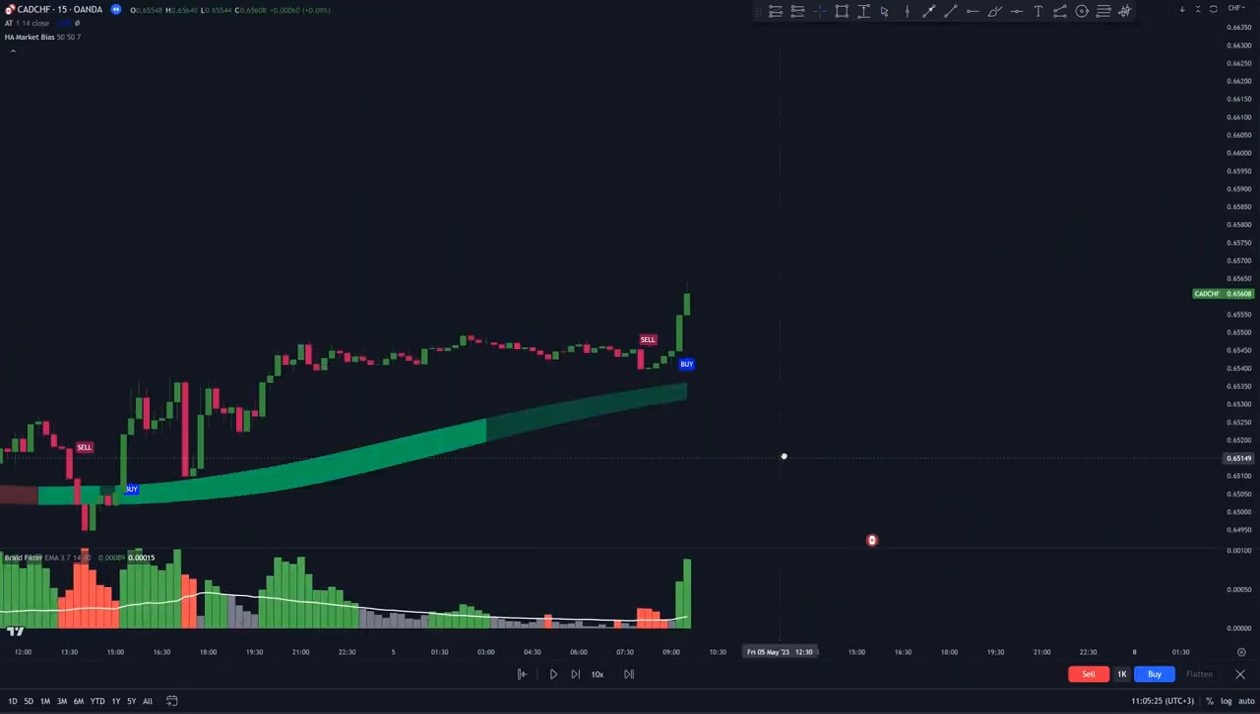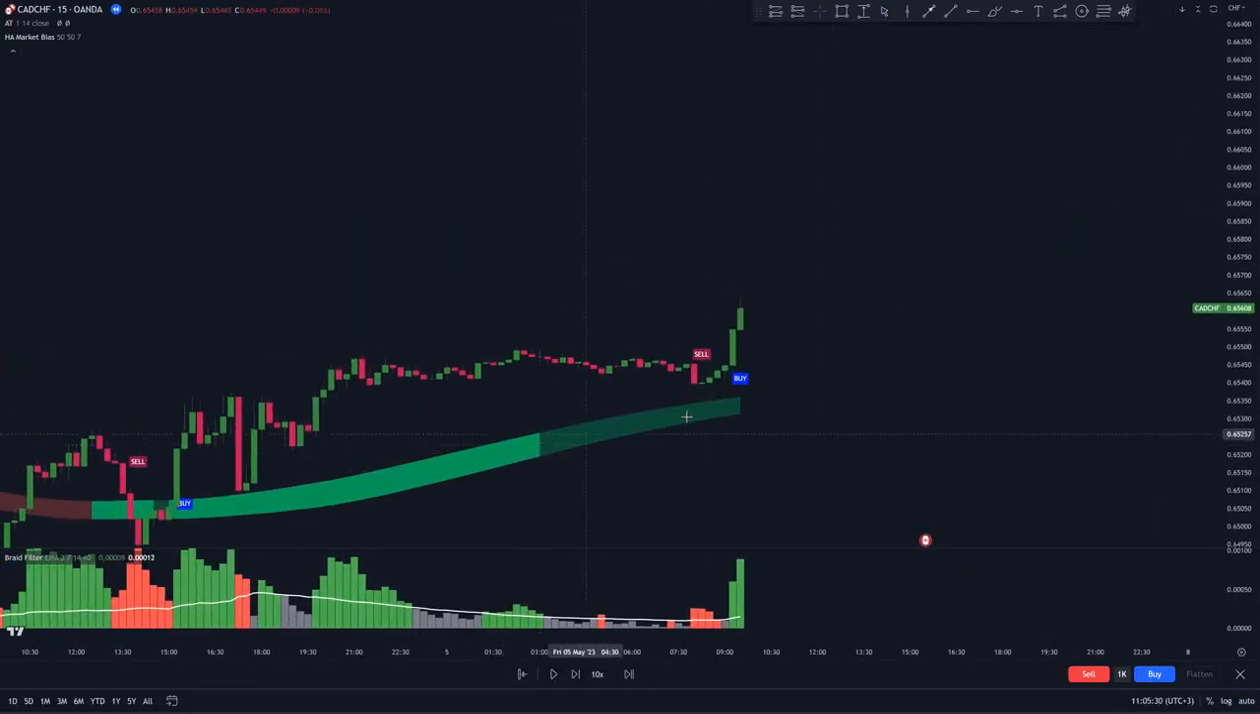For a long trade, the trend ribbon of the Market Bias indicator should change color from bright green to dark green to indicate a pullback in a bullish trend. After the pullback, we want a buy signal to be printed by the Alpha Trend indicator. This becomes our signal candle. Lastly, on that signal candle, we want the volume bar of the Braid filter indicator to be colored green, and it should also be above this white moving average.